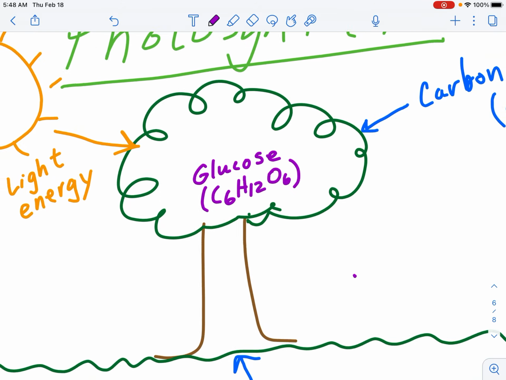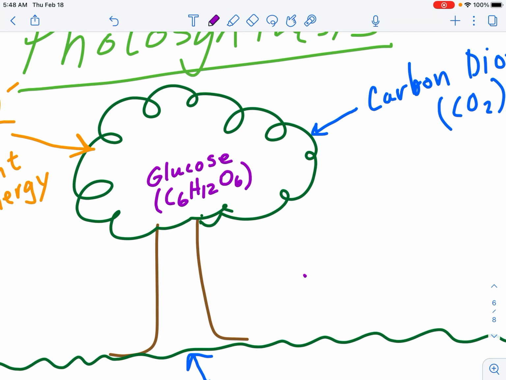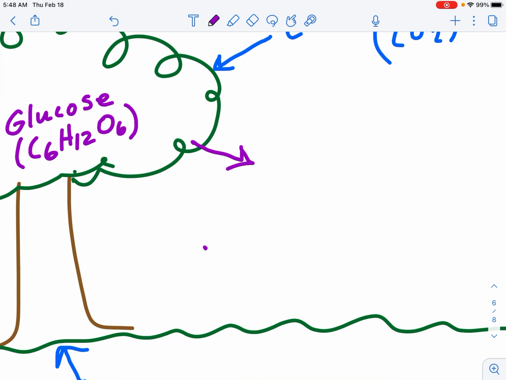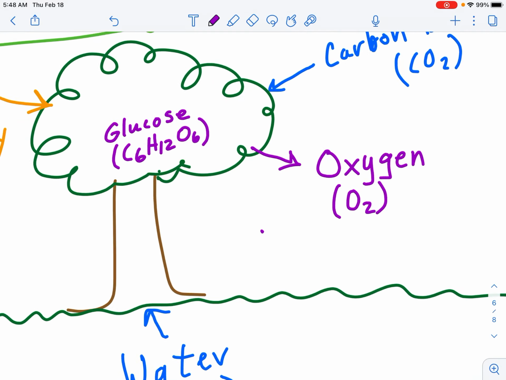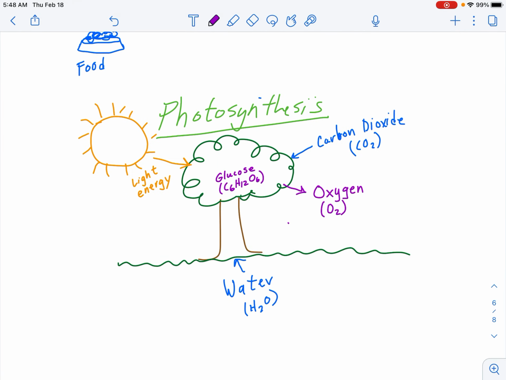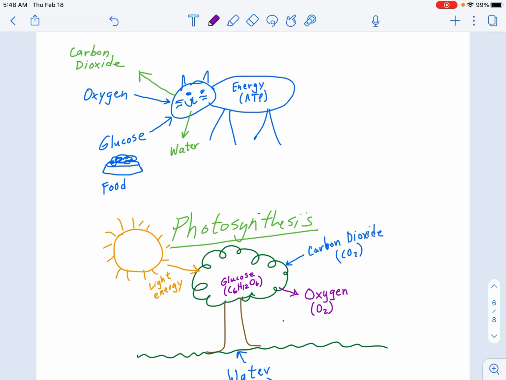And then also produced is oxygen. And some of that oxygen is needed for respiration, but there is extra oxygen that is also produced, and that is going to be released through the leaves of the plant also. And so we'll write the word oxygen here. And the form of oxygen that is produced is O2. That's the gas form of oxygen that we breathe. So that's why we use O2 as our formula. And there we have it, a real simple representation of photosynthesis and respiration.